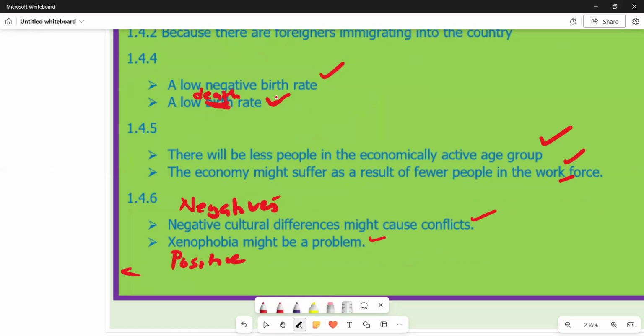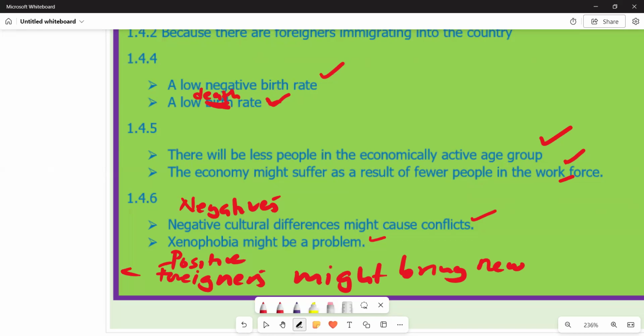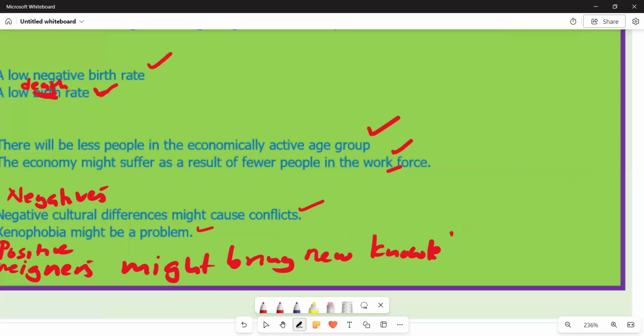Positive, we are saying foreigners might bring new knowledge with them, which is a positive. So that's a positive that we can deduce from foreigners getting into the country.